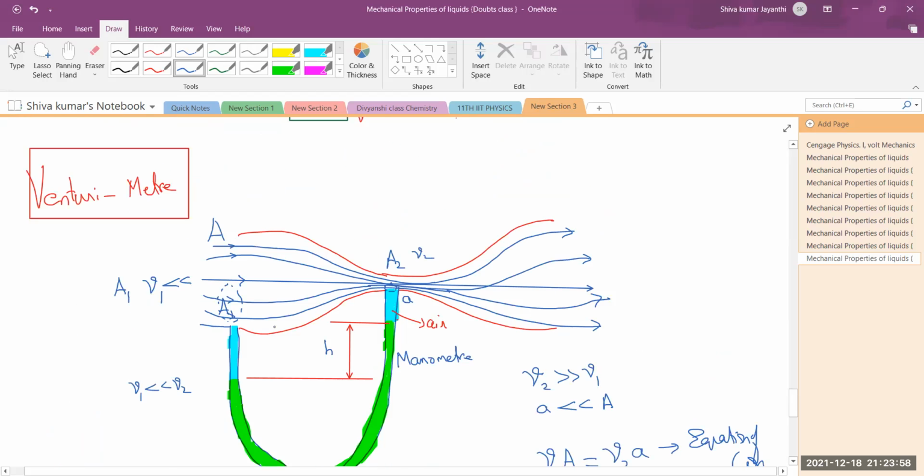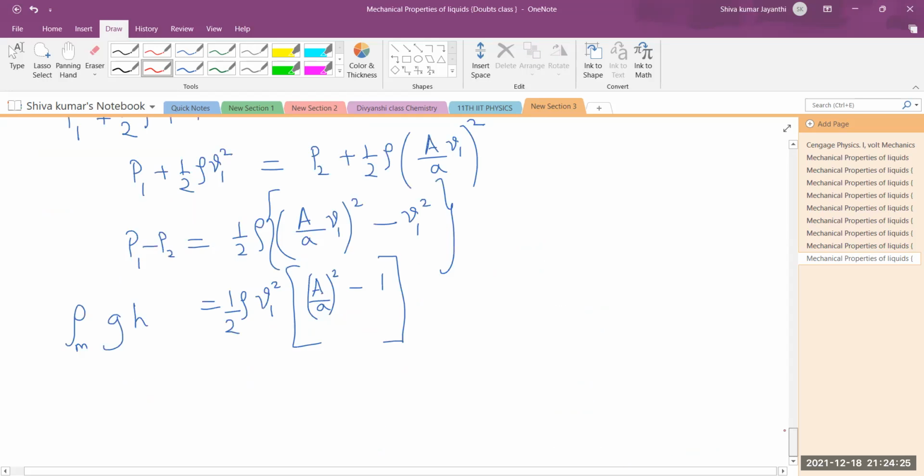Pressure exerted. Here the pressure is P1, here the pressure is P2. Here high pressure, here low pressure. That's why, from high pressure to low pressure, liquid is being pushed. No, liquid will move from high pressure to low pressure. Okay. Yes or no? So we got that P1 minus P2 is equal to rho of the liquid into G into H, the difference in the manometer. That's how we measure the pressure difference.